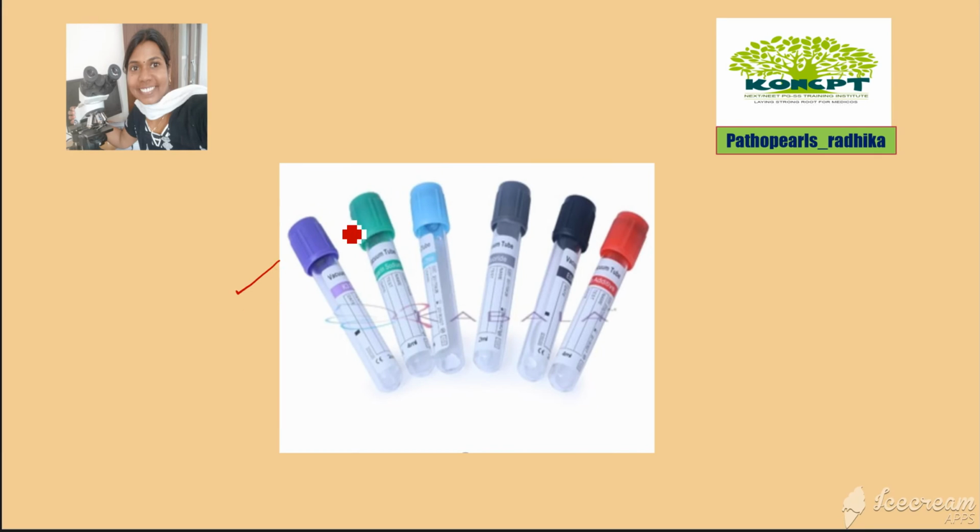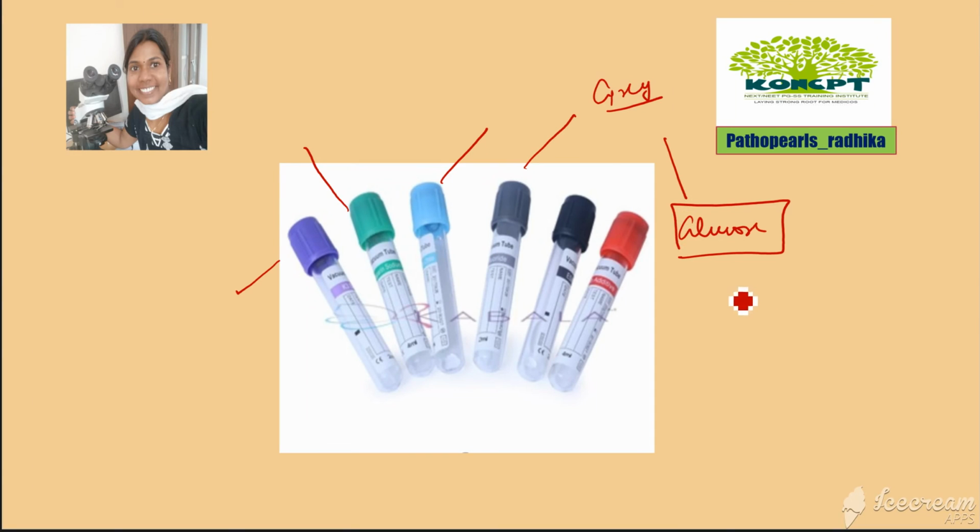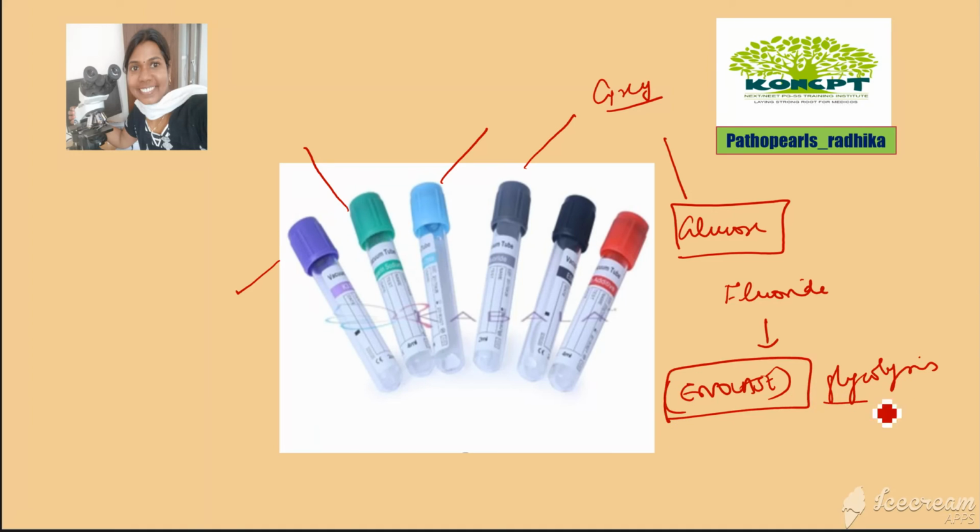So EDTA for CBC, heparin for flow cytometry and osmotic fragility, sodium citrate blue tube for coagulation purpose, and this gray tube is for estimation of blood sugar levels or blood glucose levels. So what do they contain? They contain a specific thing called fluoride, because when you're going to collect the blood for glucose, your glucose should remain as such. So fluoride is going to inhibit your enolase enzyme which is involved in glycolysis. Once this enzyme is inhibited, your glycolysis will not happen and your blood glucose remains the same.